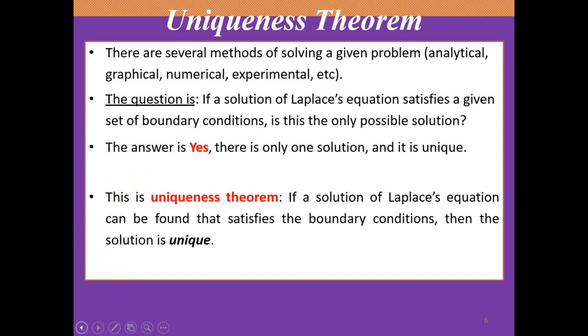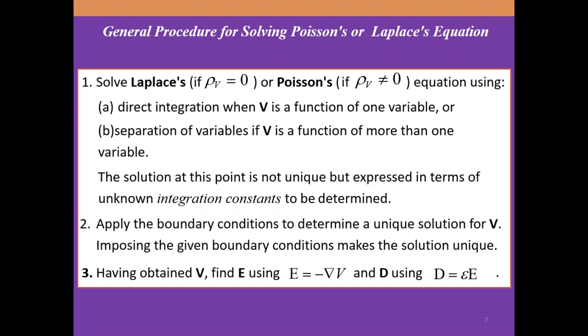Uniqueness theorem. There are several methods of solving a given problem: analytical, graphical, numerical, experimental, etc. Now the question is, if a solution of Laplace equation satisfies a given set of boundary conditions, is this the only possible solution? The answer is yes. There's only one solution and it is unique. Now this is the uniqueness theorem. If a solution of Laplace equation can be found that satisfies the boundary conditions, then the solution is unique.